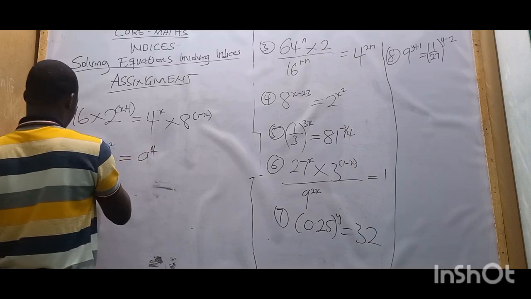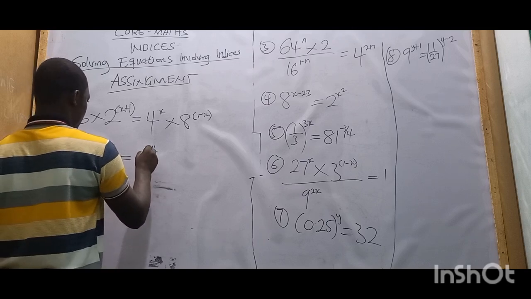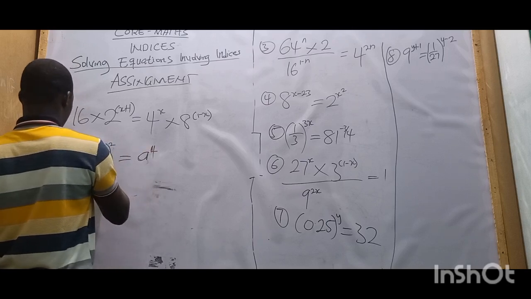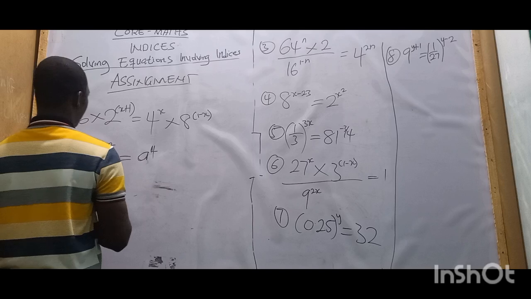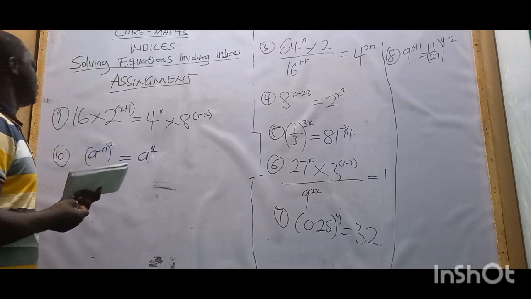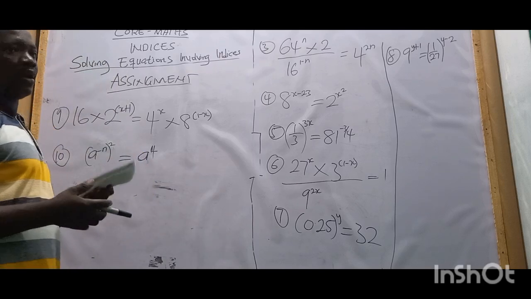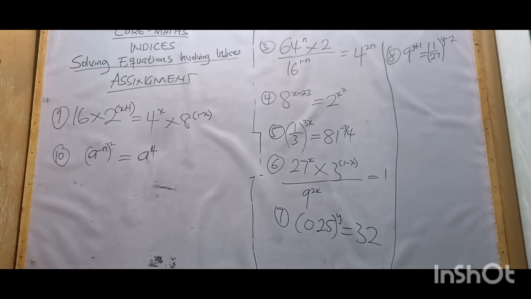This A, not 9, this A. So these are 10 simple questions. Please do them on an official sheet so that when we resume, you submit it.